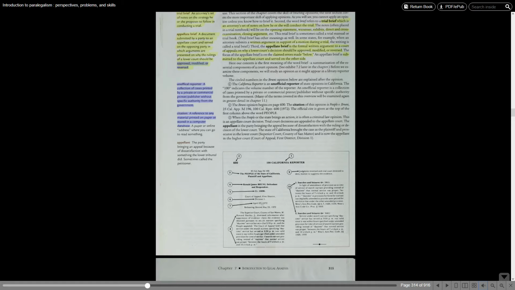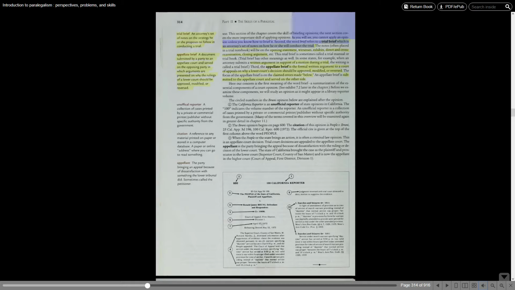Citation: a reference to any material printed on paper or stored in a computer database. A paper or online address where you can go to read something. Appellant: the party bringing an appeal because of dissatisfaction with something the lower tribunal did. Sometimes called the petitioner. Use: this section of the chapter covers the skill of briefing opinions. The next section covers the more important skill of applying opinions. As you will see, you cannot apply an opinion unless you know how to brief it.